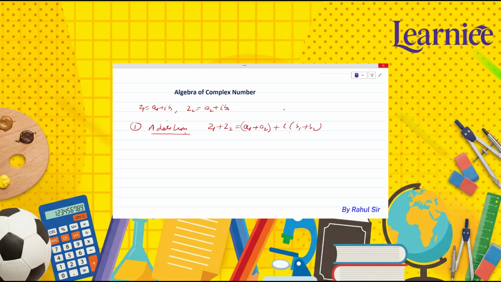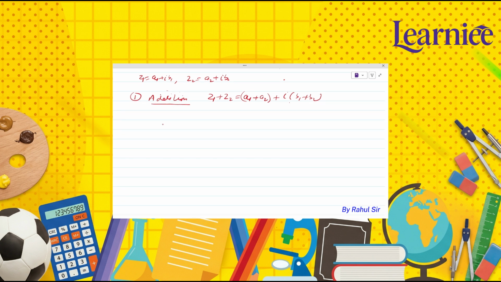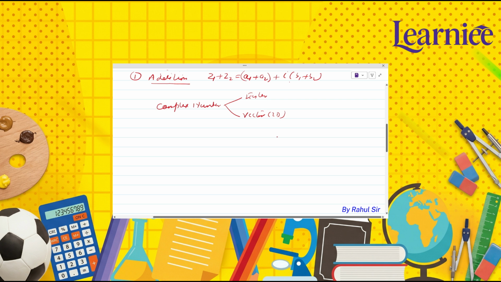Now if we talk about the vector point of view, as we discussed, to analyze a complex number there are two ways: one is using the Euler form, the other is using the 2D vector. If you want to analyze the complex number geometrically, the Euler form or the 2D vector representation makes it easy to visualize. Let's visualize the addition.